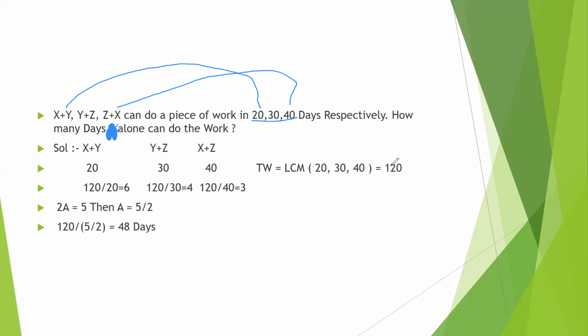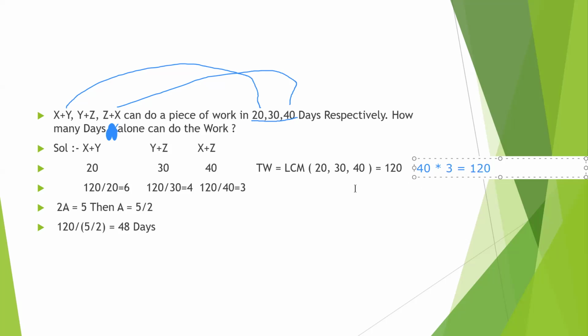Here is how we can simply calculate the LCM. First we choose the highest number, here 40. Now see the next number, 30. Here 30 can be written as 3 into 10. 10 is already in 40, so we write 3. Now the next number, 20. 20 is already in 40. So 40 into 3 equals 120. So the LCM is 120.